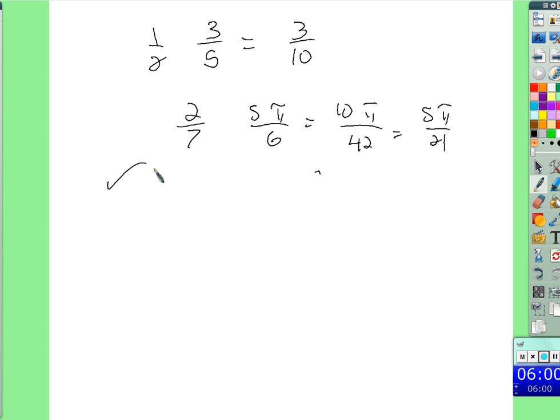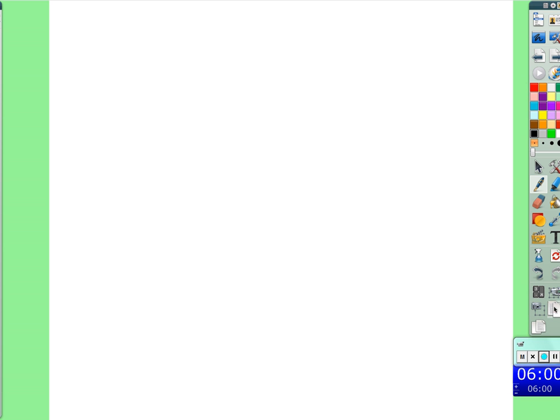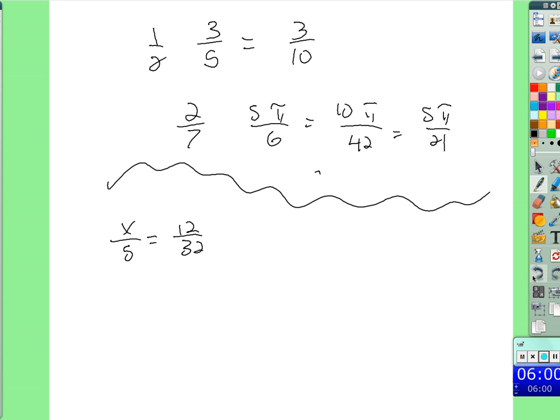Cross multiply gets mixed up with this sometimes. Cross multiply is if you had something like x over 5 equals 12/32. That's a silly one because that's divisible by 2. Okay, let's do 31. There you go. The cross multiply would be you multiply across, and you get 31x equals 60. And then divide by 31 and solve that.